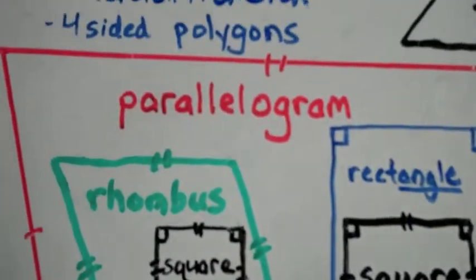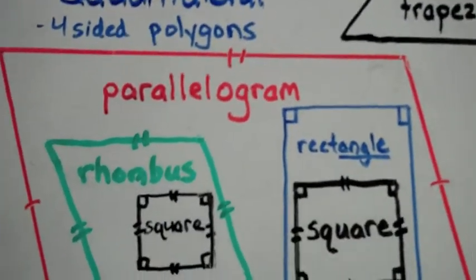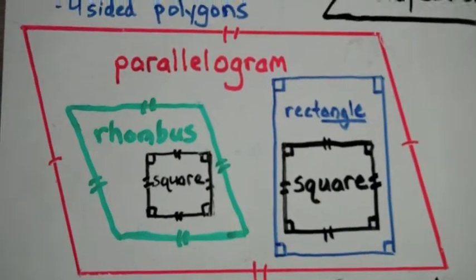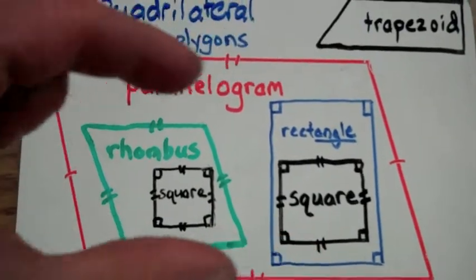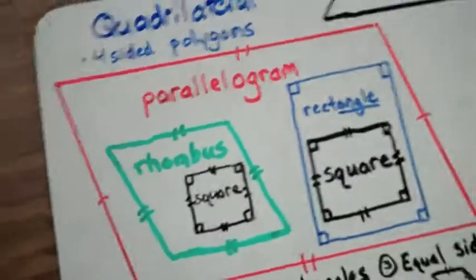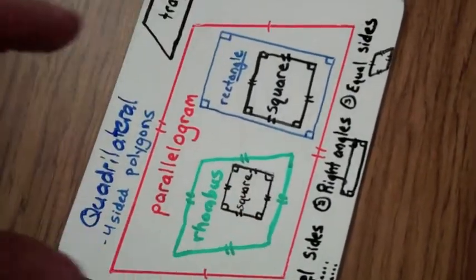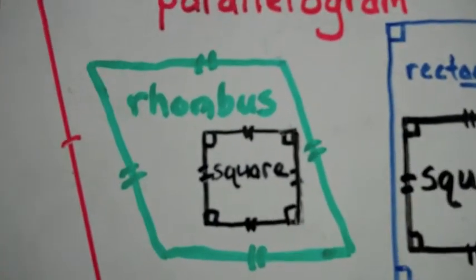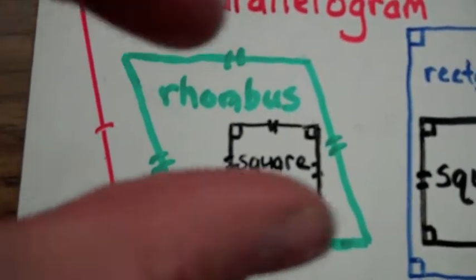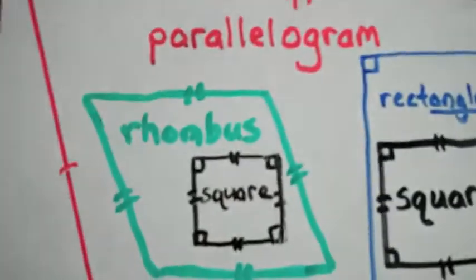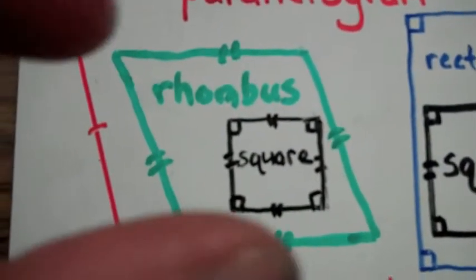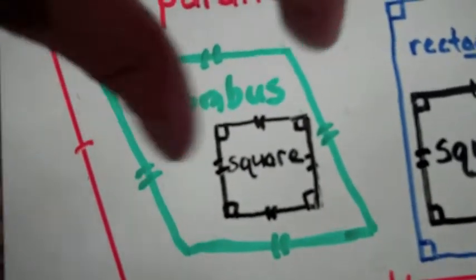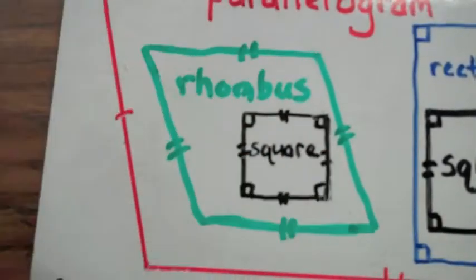Okay? So within the quadrilateral family, we have a parallelogram. Again, a parallelogram is a quadrilateral because it has four sides. But it's special because its opposite sides are parallel. If they kept on going, they would never touch. Within the parallelogram family, we have the rhombus. The rhombus is a parallelogram. If continued on, its sides would never touch. But it's a special kind of shape because a rhombus has equal length sides all the way around. These sides are all equal length.